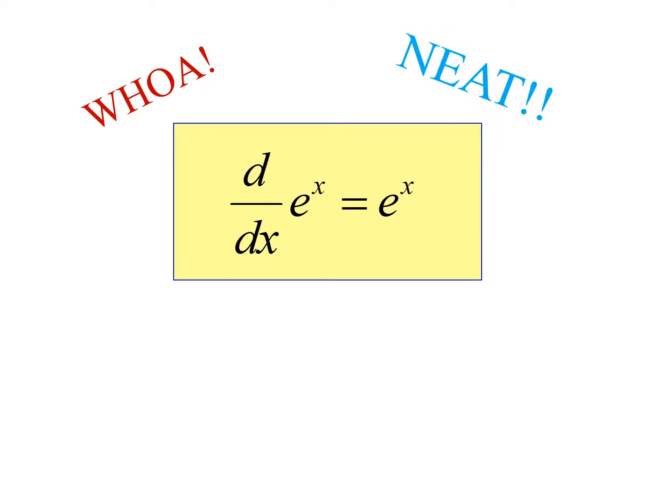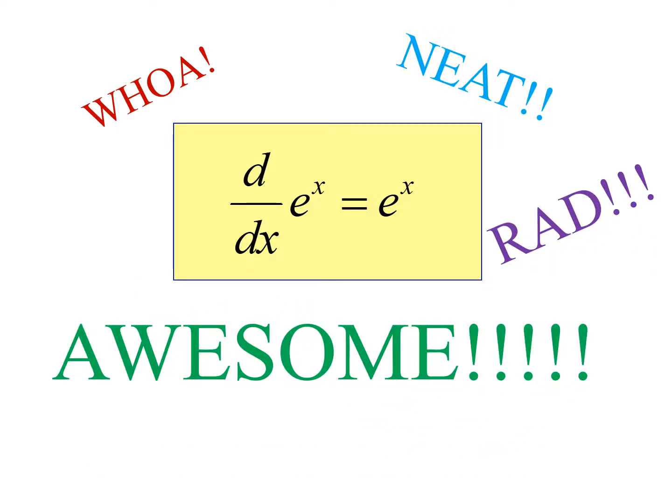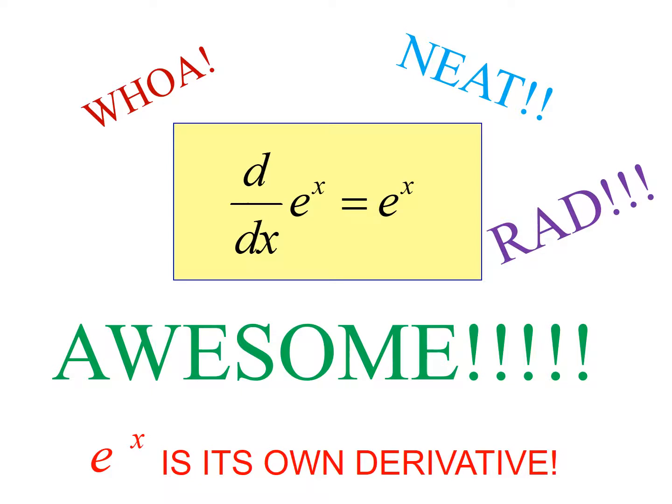Whoa! Neat! Rad! Awesome! So it's a really cool result. E to the power of x is its own derivative. If you take the derivative of e to the x, you get e to the x, meaning every single point on that curve is also the value of its slope at that point.